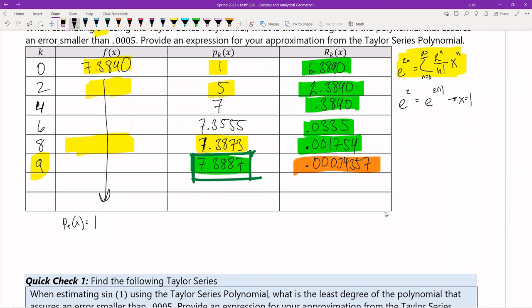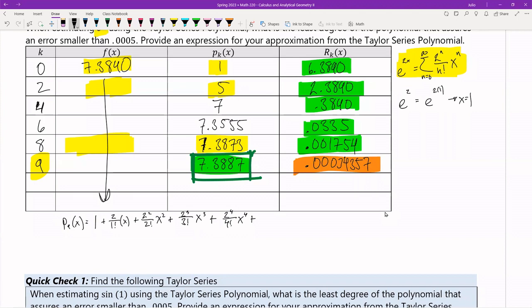Let me make sure. 1 plus 2 over 1 factorial times x, right? Plus 2 squared over 2 factorial, x squared, plus 2 to the 3rd over 3 factorial, x cubed, plus 2 to the 4th over 4 factorial, x to the 4th.